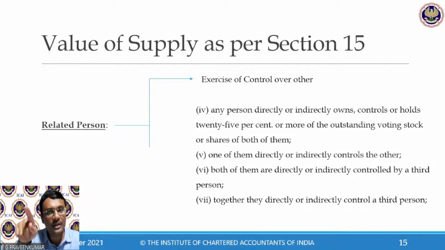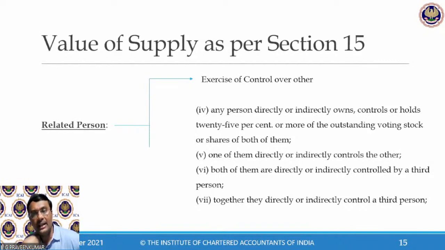So whenever we talk about control, in the case of a corporate it means holding equity to the extent of 25%. So what if it is not a corporate? One of them directly or indirectly controls the other. So how do I do that? By virtue of your dealership.